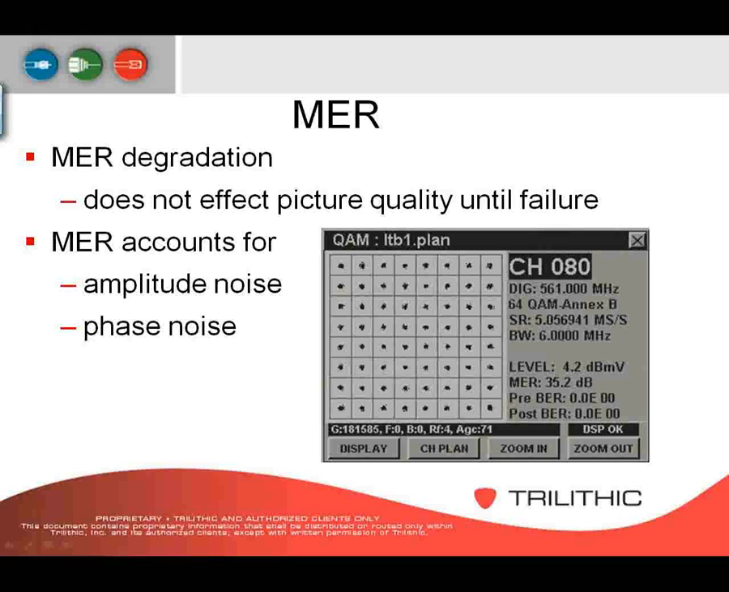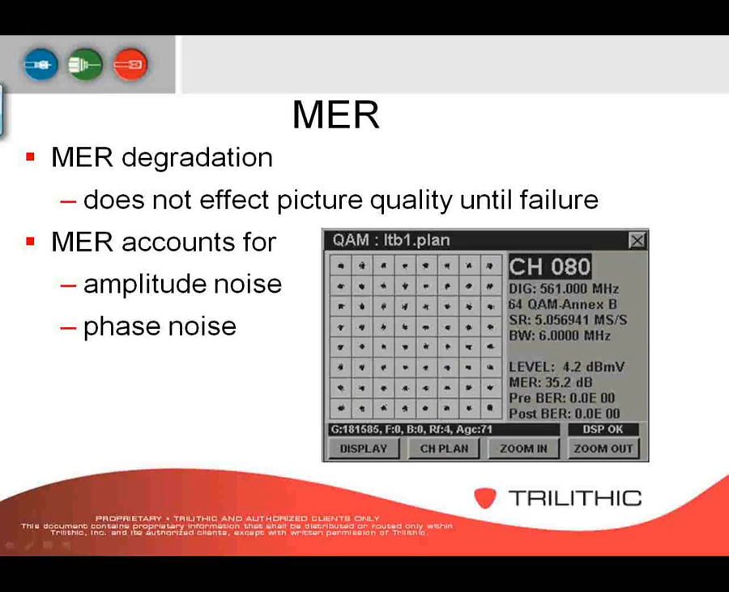So MER is the modulation error ratio. And this determines how much margin the system has before failure. Now, low MER is not noticeable on the subscriber's picture until the system failure.